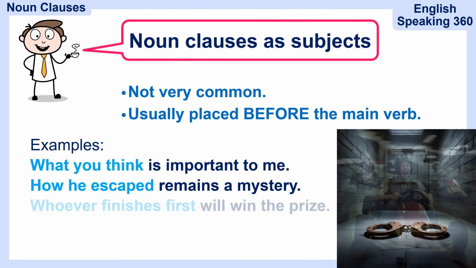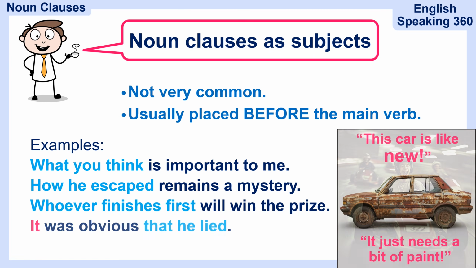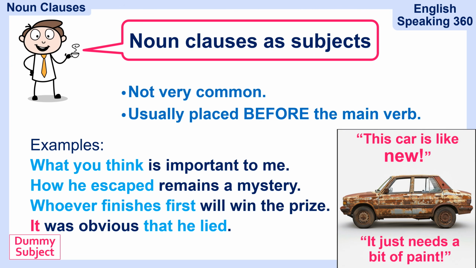That is the subject. Whoever finishes first will win the prize. It was obvious that he lied. This car is like new. It just needs a bit of paint. Yeah, right. It's an obvious lie. But in this case, it's a little bit tricky because it is what we call a dummy subject because it replaces that he lied. In fact, the real sentence is that he lied was obvious, but not many people would say that. Instead, we use it. It was obvious that he lied.